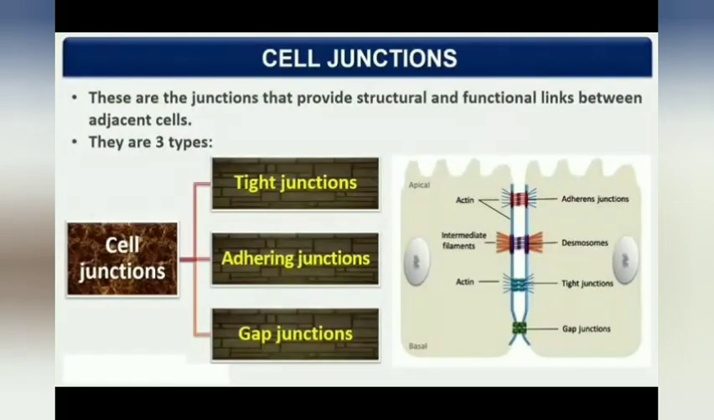Cell junctions. These are the junctions that provide structural and functional links between adjacent cells. They are of three types: tight junctions, adhering junctions, and gap junctions.